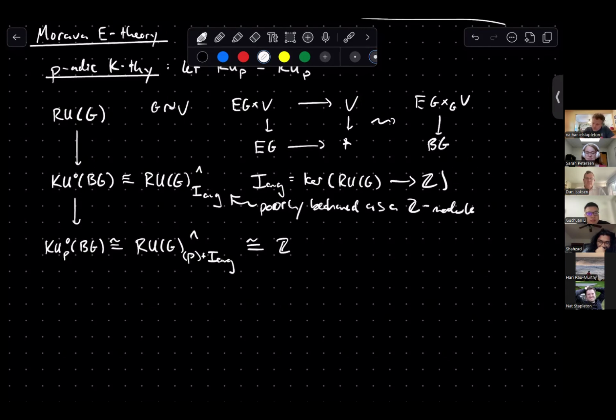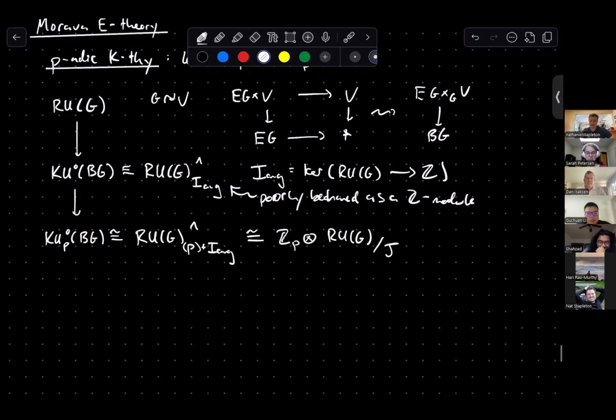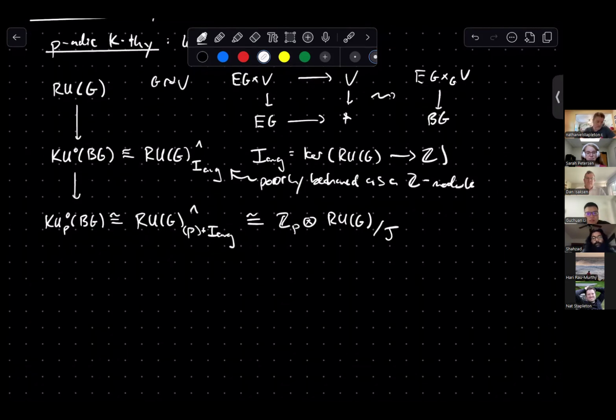And that doesn't sound all that helpful until you learn yet another description of this thing, which I learned about in Strickland's Chern approximations paper. This is what you get by taking the representation ring of G, modding out by a certain ideal, and then base changing to the p-adic integers. So what's this ideal J? This ideal J is the kernel of the restriction map from the representation ring of G to the representation ring of any Sylow p-subgroup.